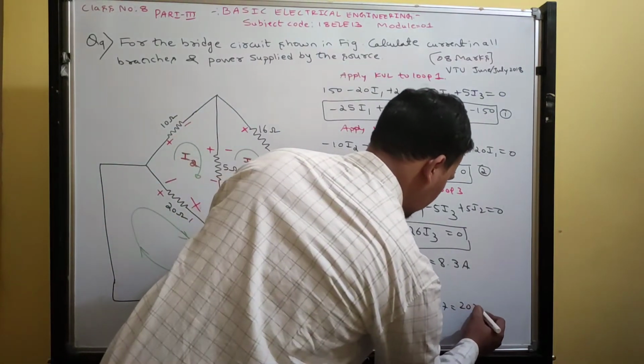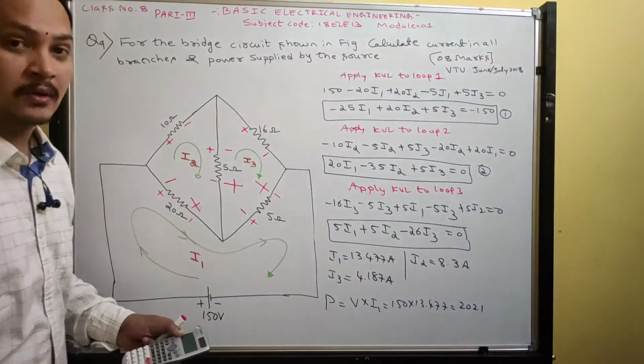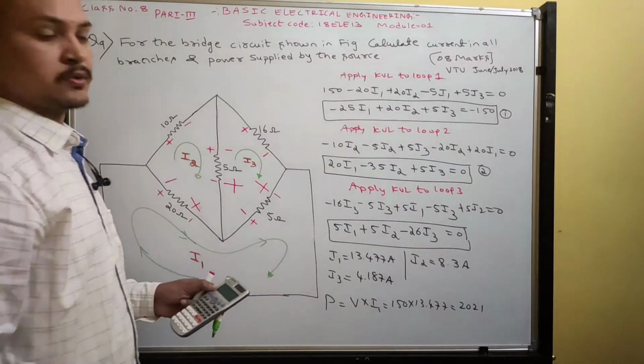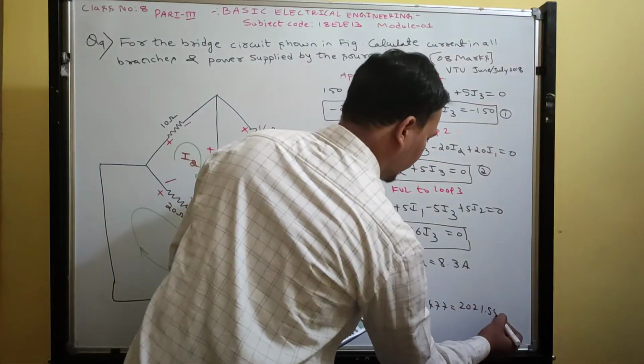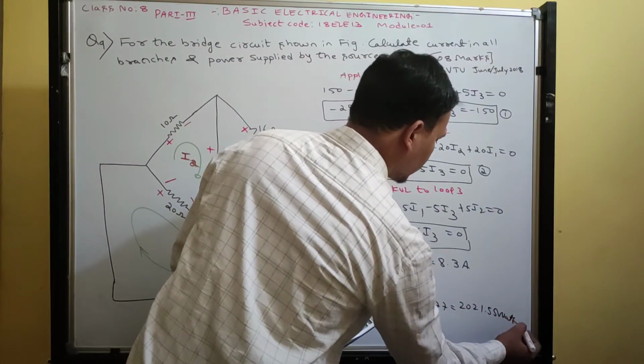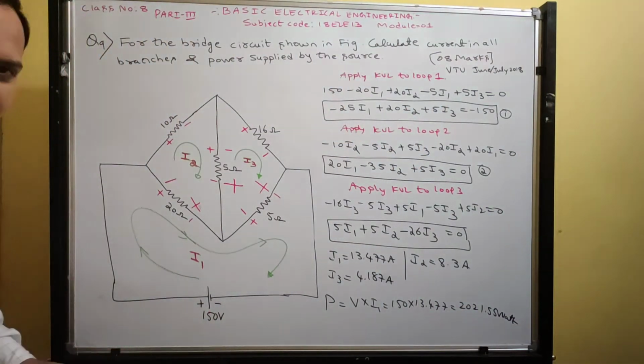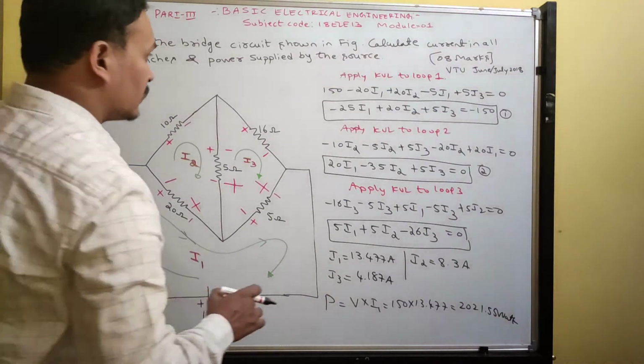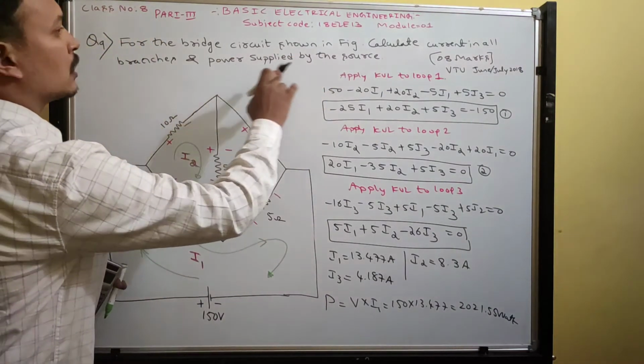Okay, now we are in 2021. Okay, 0.55 watts. This much power is supplied by the source. Now, the current in each branch.